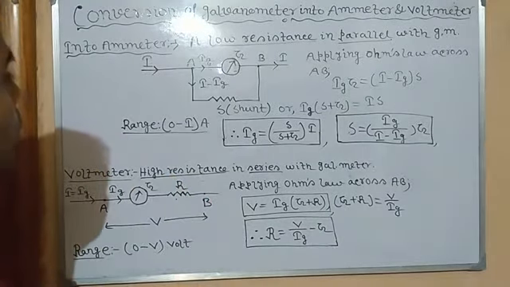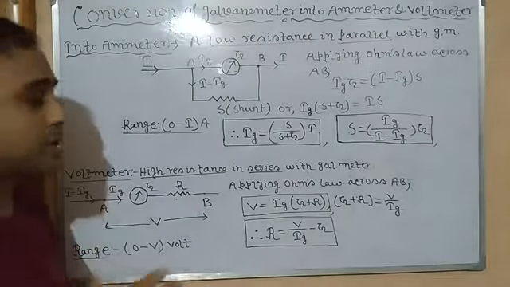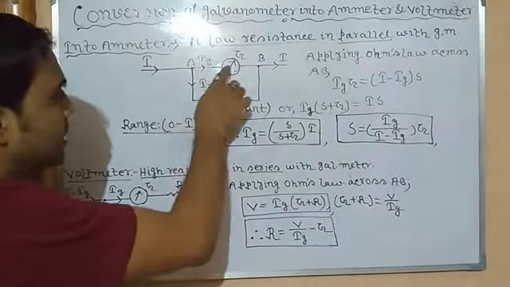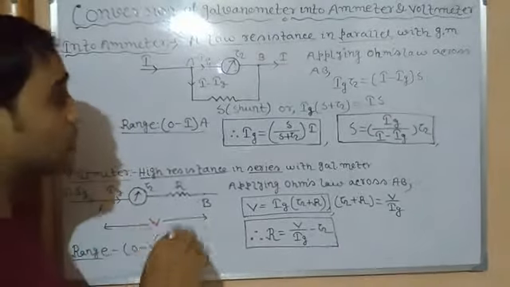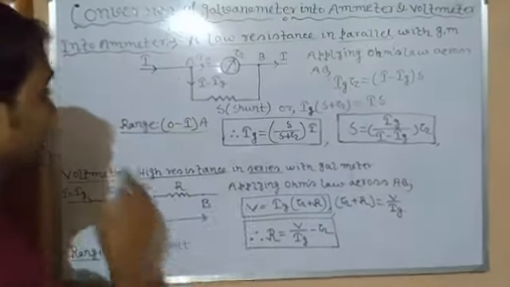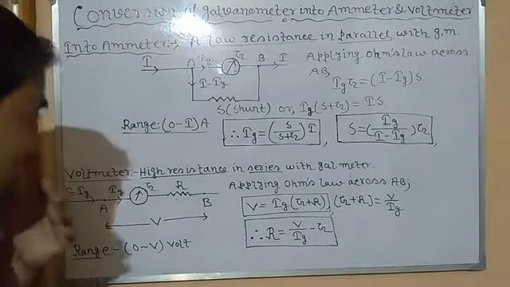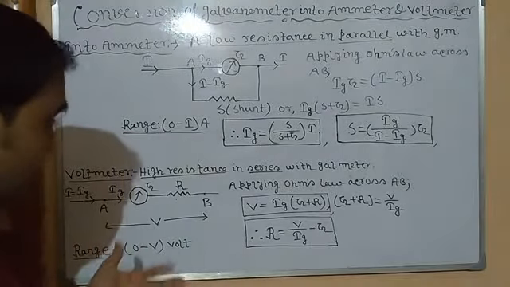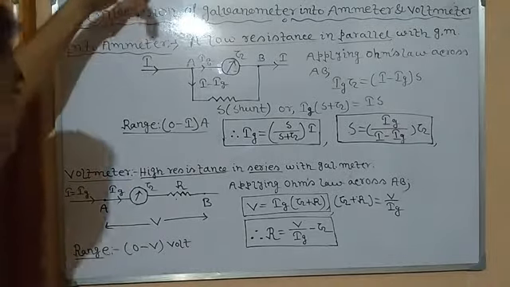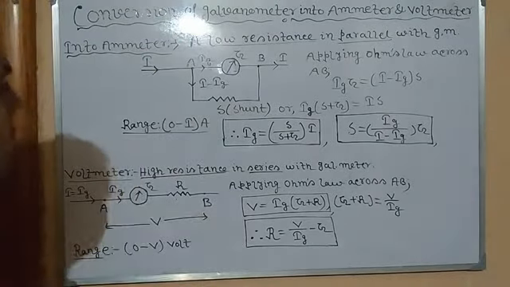Clear? Now since only a small portion of current is passing through the galvanometer, our goal is to allow only a small amount of current. If a huge current passes through the galvanometer, in this case the galvanometer coil may burn and the pointer may break. So the majority portion of current should pass through the shunt, that is, the alternative way.